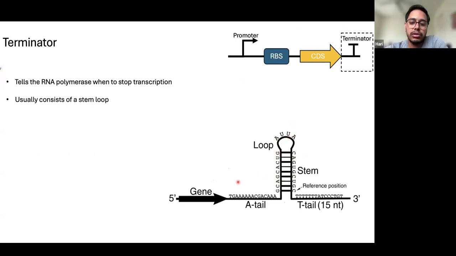So I have a question for everyone. If we are using a stop codon in the CDS, then why do we require the terminator?